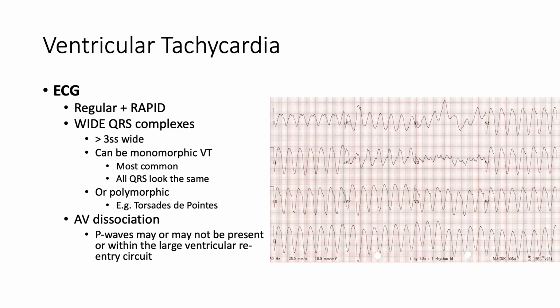So if we're looking at this, you can pretty much not make heads or tails of it. You can see that it's wide and you can see that it's fast, and it's regular as well. So wide, it's greater than 3. And the good thing about the ventricular ones is that you can pretty quickly just look at it and work out what it is. So this is a monomorphic, and there's a few changes up here, but essentially they're all the same. Otherwise, polymorphic is torsades, which I'll show you later, and there's pretty strong AV dissociation given you cannot see a P wave to save yourself. At least I can't. Maybe you guys can.